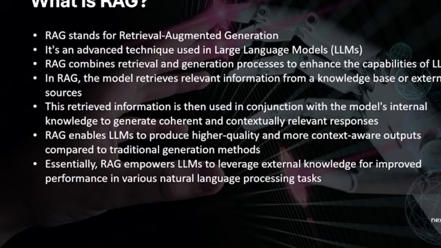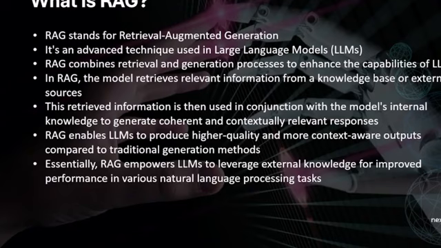There are multiple external sources you can define. You can create your own knowledge base as well, which can be used to generate your relevant information. This retrieved information is then used in conjunction with the model's internal knowledge to generate coherent and contextually relevant responses. So why do we need RAG? Just assume, as I have told you, large language models are trained up to a specific date. Now what you have to do is fine tune another model by preparing another data set which is updated. No, that's again going to be time consuming.